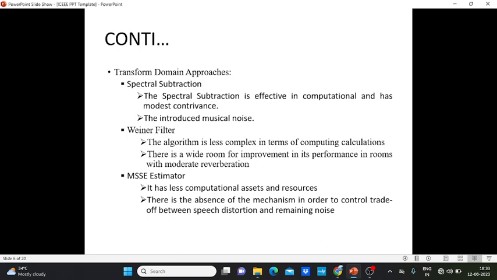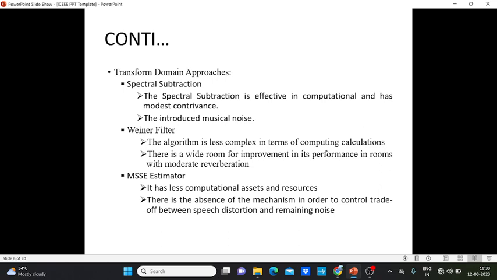Next, transform domain approaches: spectral subtraction. It is one of the best methods in the transform domain approaches. Spectral subtraction is computationally efficient. The drawback is that it introduces musical noise. Next, the Wiener filter. The Wiener filter is less complex in terms of computing the calculations. It is the best method, though there is wide room for improvement in performance in rooms with moderate reverberation.